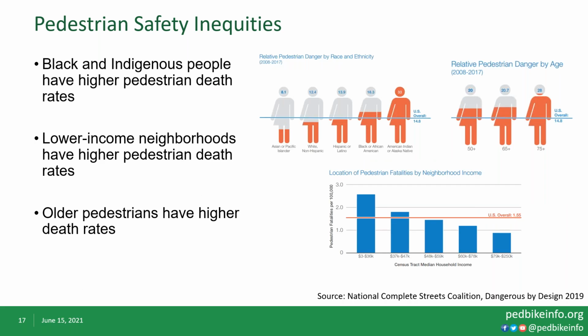Until we do that and acknowledge all the different types of mobility and all the different types of trips, I fear that we'll continue to see kind of disparate safety, health, and environmental outcomes. These situations that we see now and understand now, which is that Black and Indigenous people have higher pedestrian death rates, that lower income neighborhoods have higher pedestrian death rates, and that older pedestrians have higher death rates, just to take a few examples.